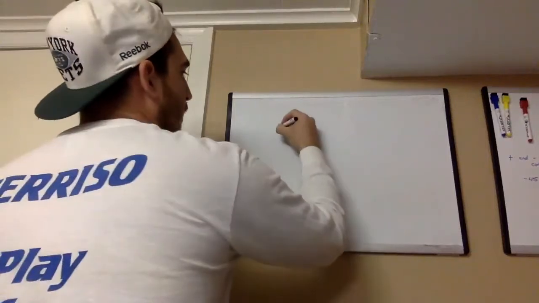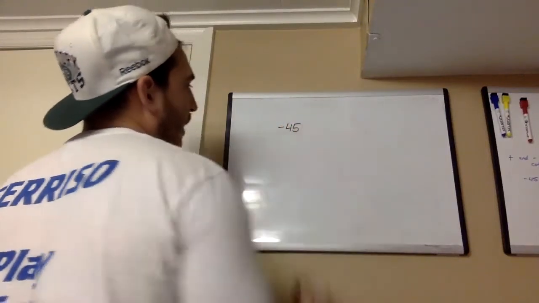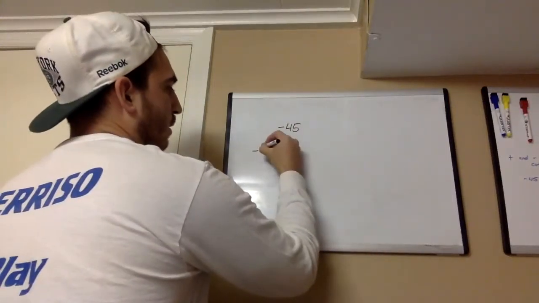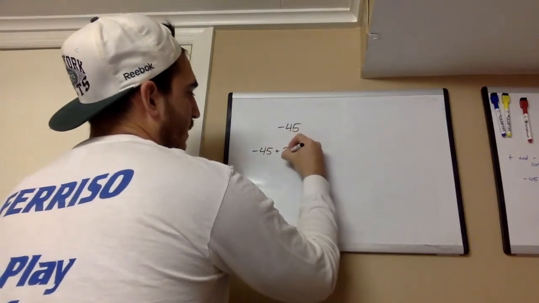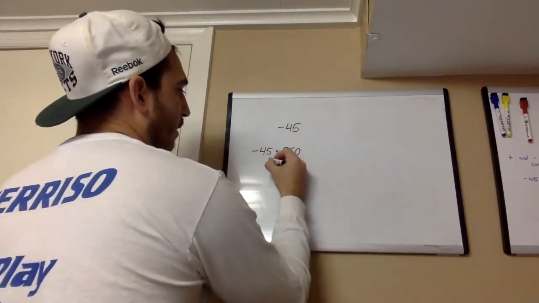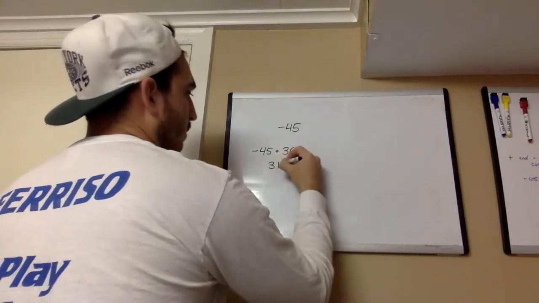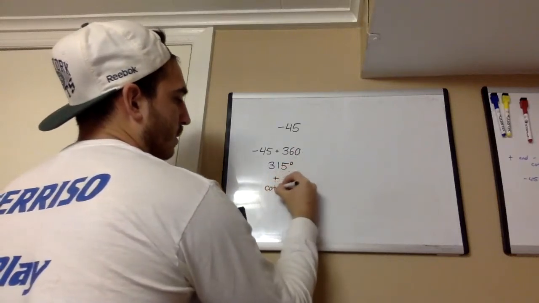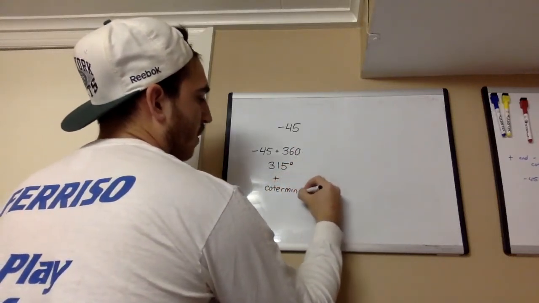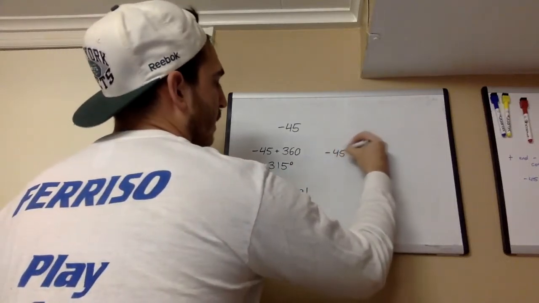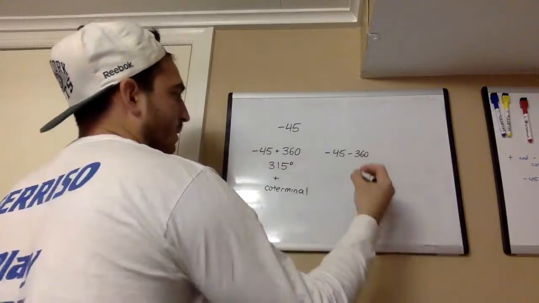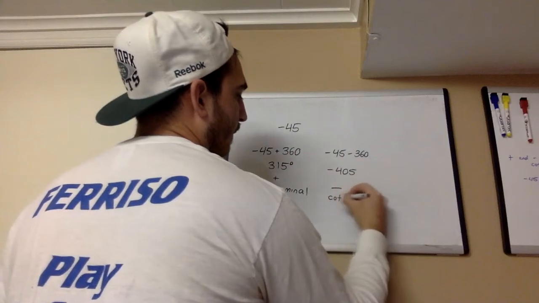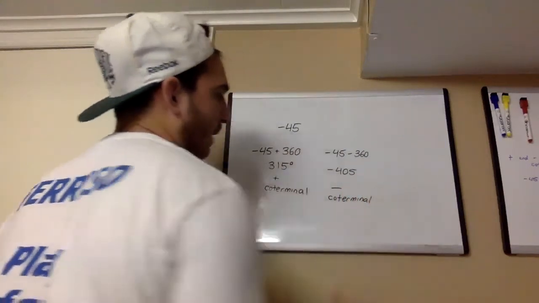So I'm going to go over two problems. Let's say we start with negative 45. It's asking us to find a positive coterminal and a negative coterminal. This one's pretty easy, because to find my positive one, all I need to do is add 360. Once I add 360, I'm going to get 315, and this is going to be my positive coterminal. And then if I want my negative coterminal, all I need to do is subtract 360. So once I subtract, I'm going to get negative 405, which is my negative coterminal. Like I said, this one's pretty easy.